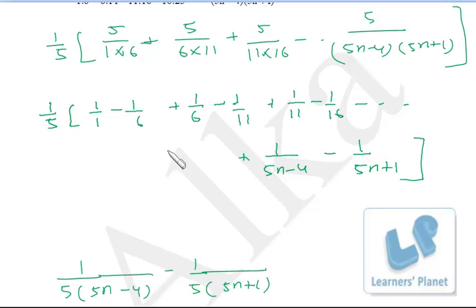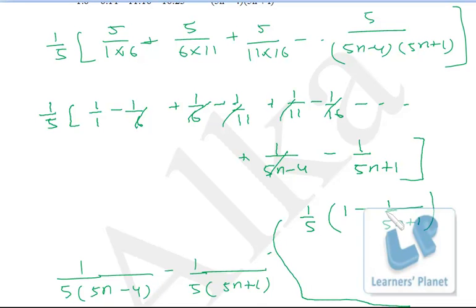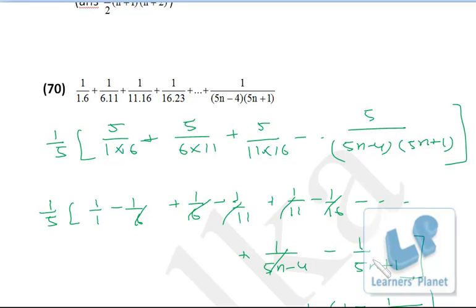Right? So the middle terms are cancelled. We are left with 1 minus 1 upon (5n plus 1). Okay, so this is (5n plus 1 minus 1), so that is 5n upon 5 into (5n plus 1). So 5 and 5 are cancelled, and we are left with n upon (5n plus 1). That is the sum of this series. Okay.